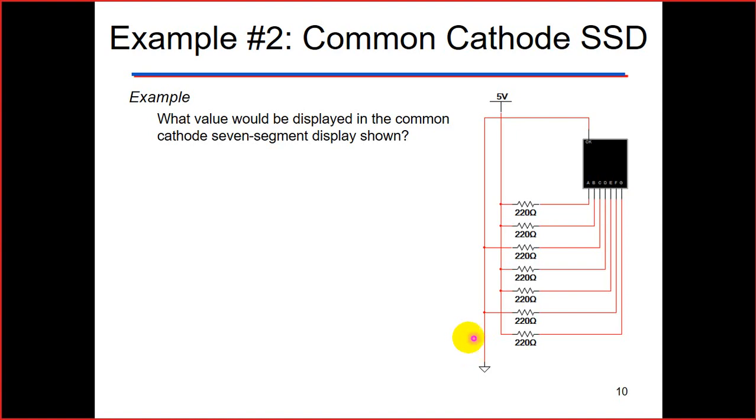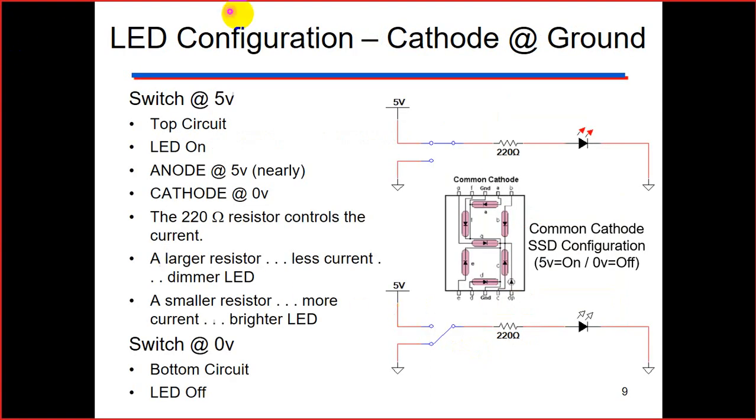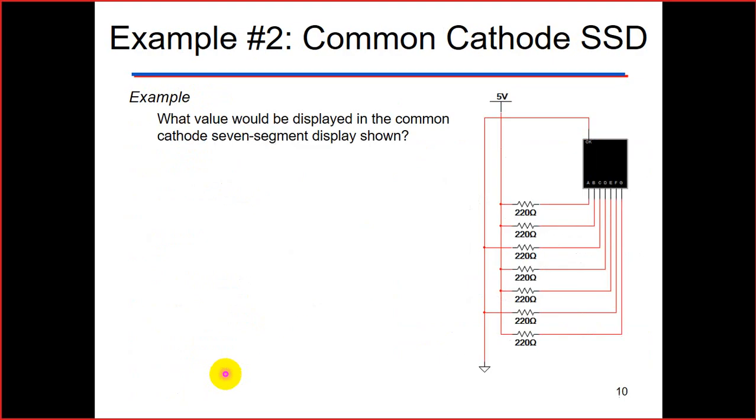Look at it over here. 5 volt makes it on in this case. Yes, 5 volt makes it on and 0 volt makes it off in the common cathode. So which are 5 volt? A, B, they are 5 volt. C is not 5 volt. A, B, D, E, and G. They are 5 volt. That means they are on. Otherwise, on or off. So let's see.